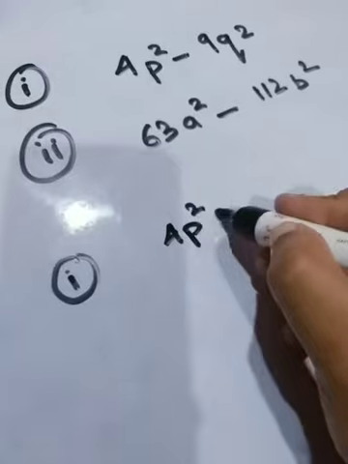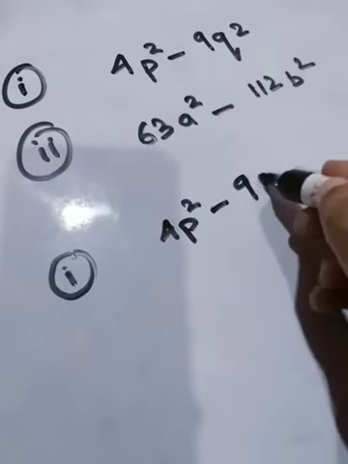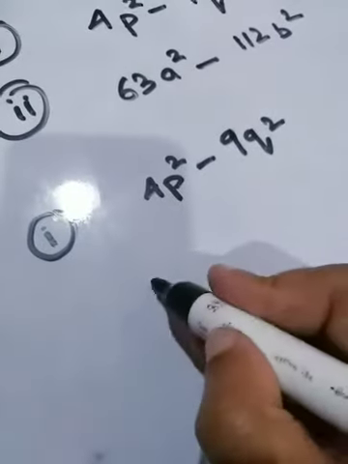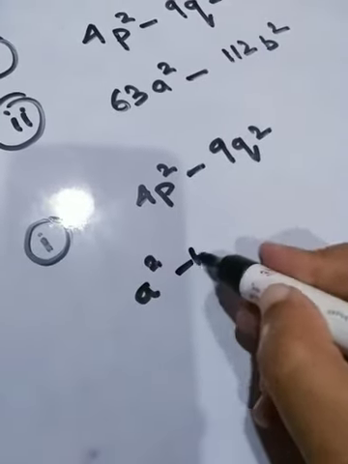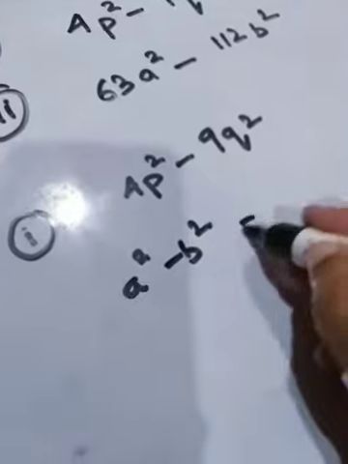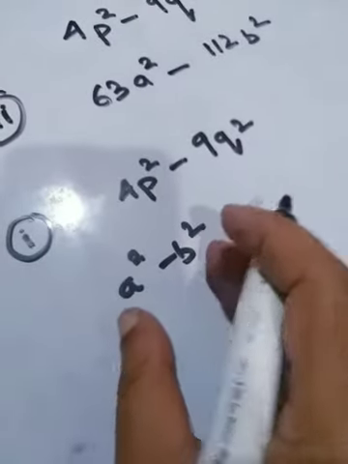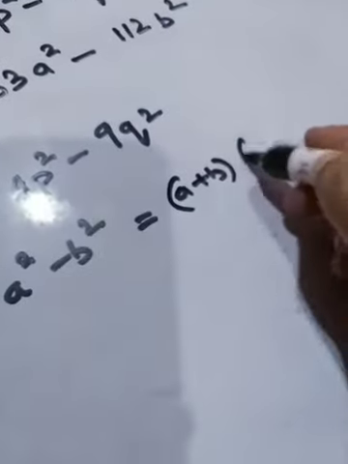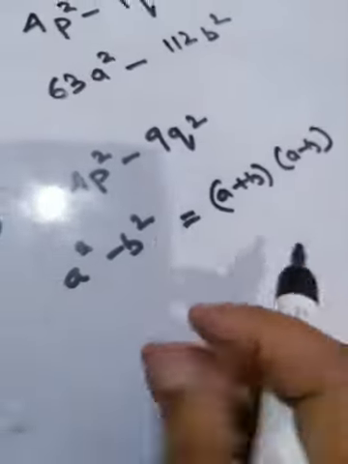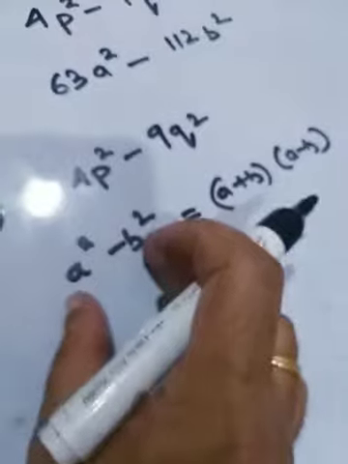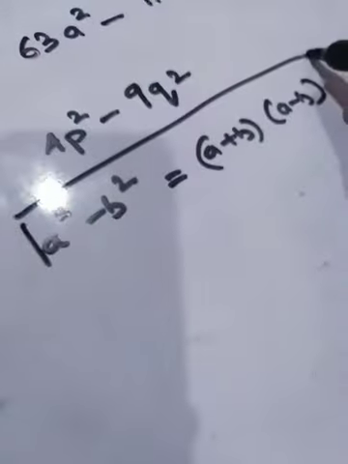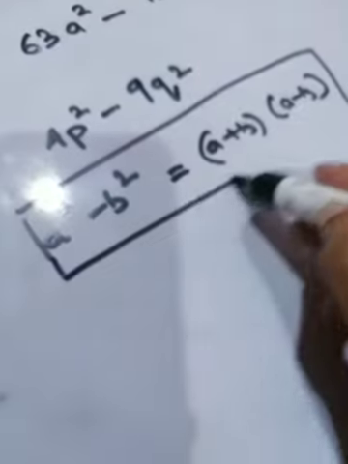It is given 4p square minus 9q square. Now to solve this, we have to use this formula, that is a square minus b square. The question is given in this format. You have to change it into a plus b and a minus b format. So the question will be given in this form, and you have to change it into this form. Now how to change it? This is what you have to learn.